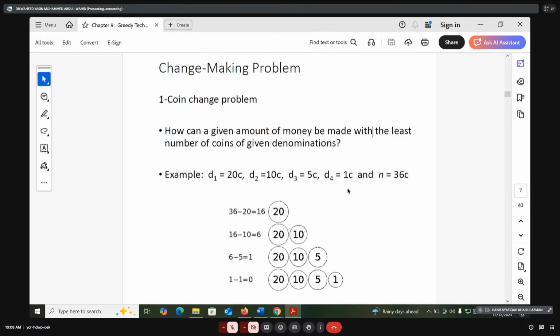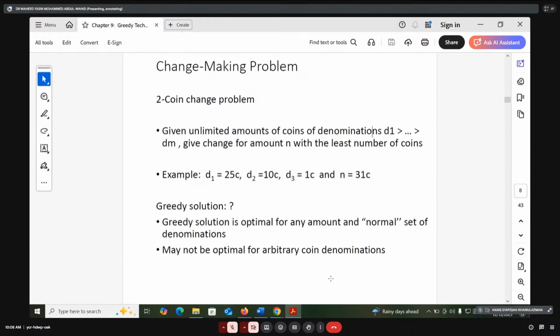Now n is 36. So here 36 minus 20 is 16. So this will give you 1 coin of 20, 1 coin of 10 will be 30, 1 coin of 5, 35, 1 coin of 1, 36. So here I will give you how many coins? 4 coins. So 1 coin from each note: 20, 10, 5, 1, it will be 36. Look at this here. Given unlimited amounts of coins, denominations d1 to dn, give change for amount n with the least number of coins.